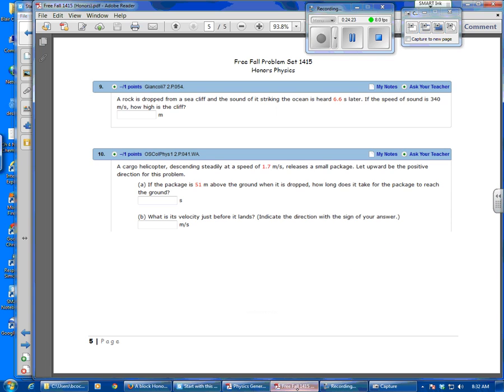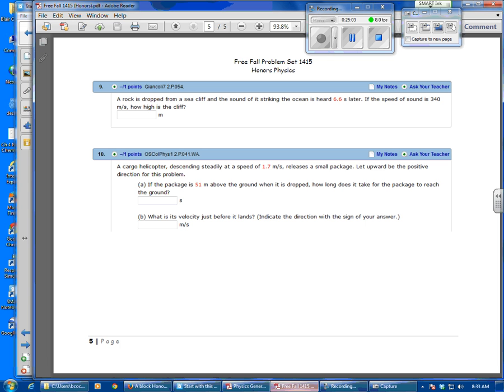All right, we're looking at number 10 here. The cargo helicopter descending. What does descending mean? Going down. So we have this cargo helicopter going down at a steady speed. Now, if the helicopter's going down, what does that mean the package it's holding has to be doing? Going down also, right? Sometimes you can forget that, like in your car, the things in your car are traveling with you, so they're going the same speed. So this package by itself is going down at a steady speed.